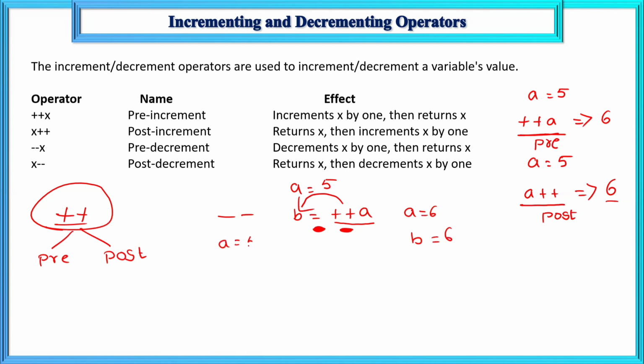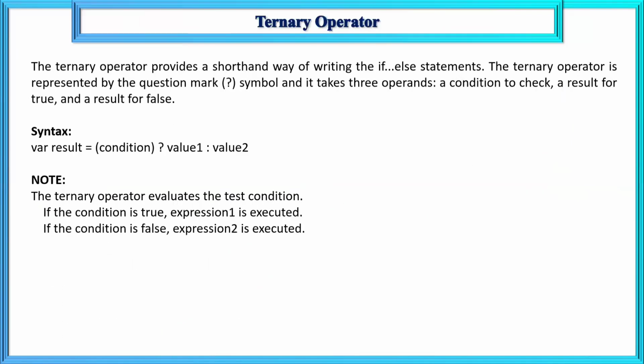Now A is equal to 5, B is equal to A plus plus. What is the meaning? In this, post means last we are performing increment. First you are doing the assignment operation. So B value becomes 5 and then A value becomes 6. Now you got the difference. Whether it is increment, increment the value by 1. Whether it is decrement, simply decrement the value by 1. Understand the difference between pre-increment and post-increment.